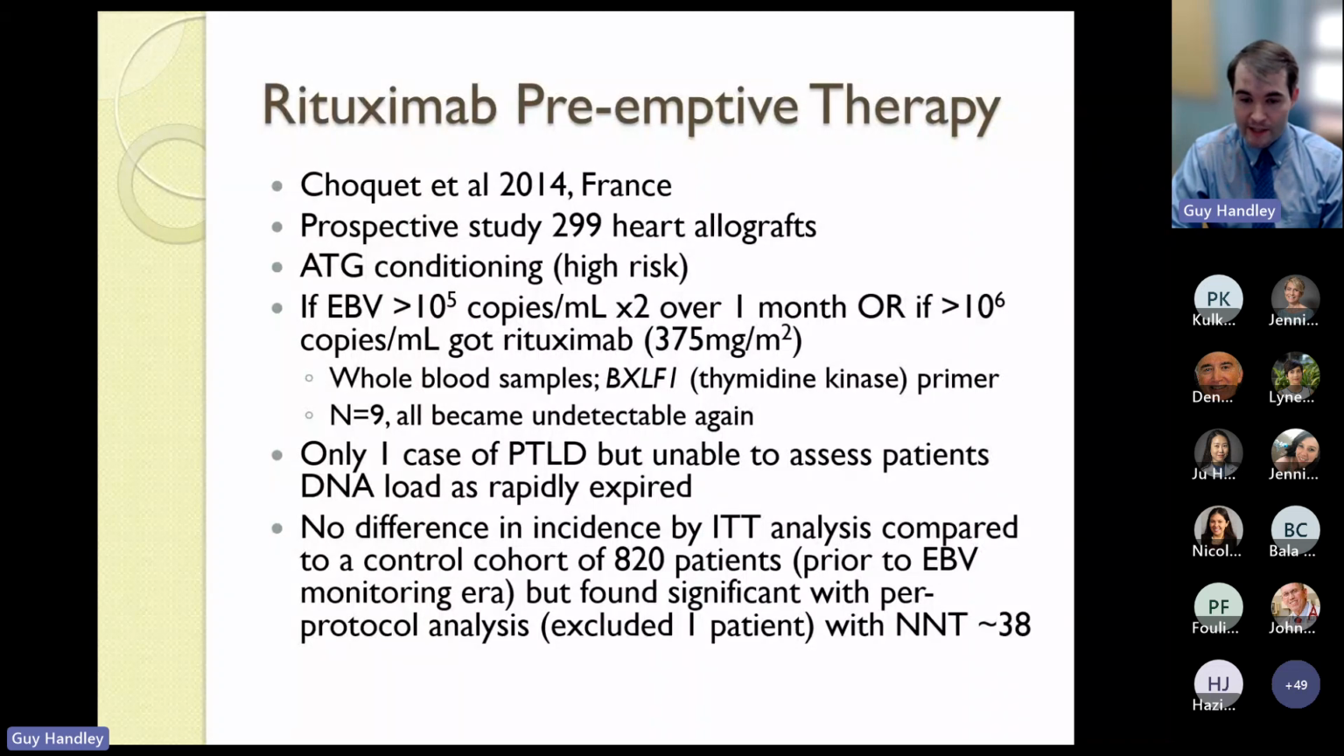conclusions. And in the intention to treat analysis, there was no statistically significant difference. They excluded one patient and had a per protocol analysis where they came up with a number needed to treat of 38, but it's not very robust data to show that there's a clear benefit of rituximab, and we definitely need additional studies to figure out which population we can provide the best benefit for.